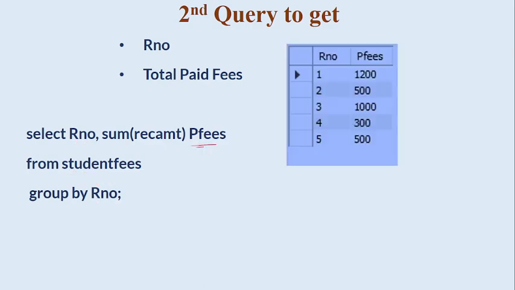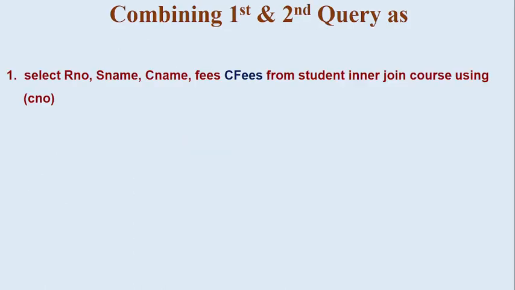Here I have written P fees, so here it displays P fees. This is roll number 1, 2, 3, 4, 5, and this is the corresponding data: the total fees paid by the students. Now we have the first query and the second query, and we can join these two queries.